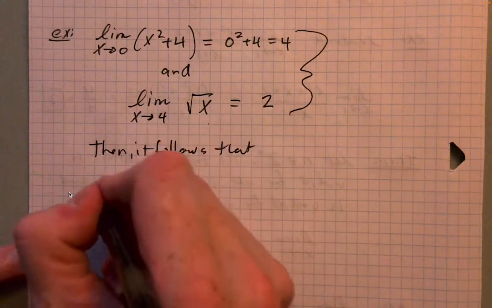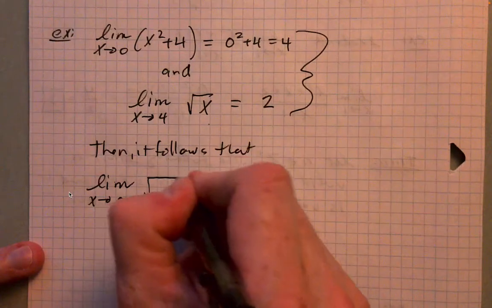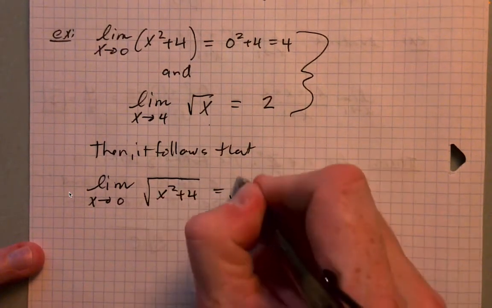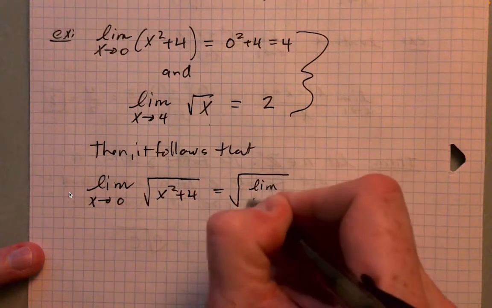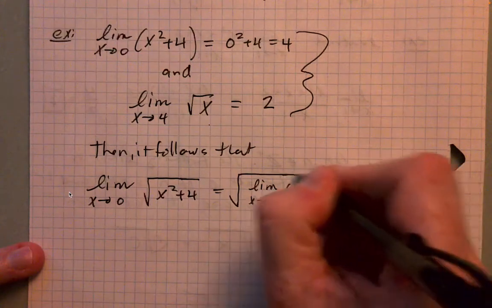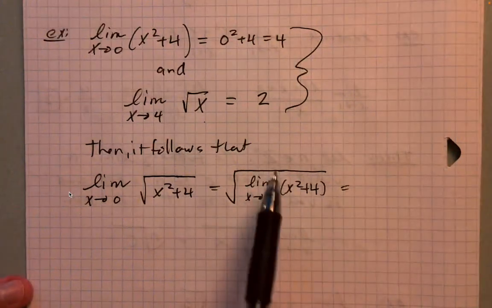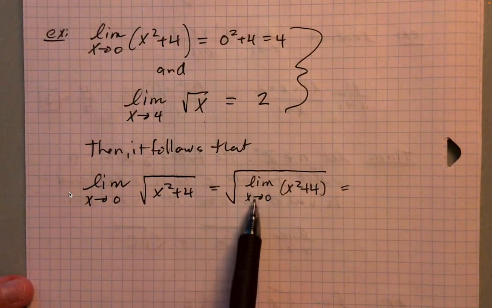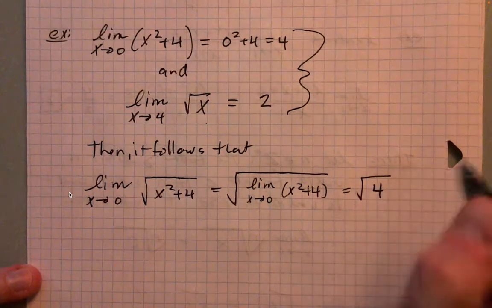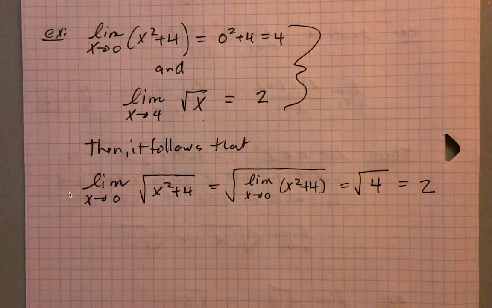that the limit as x approaches 0 of the square root of x squared plus 4 is equal to the square root of the limit as x approaches 0 of x squared plus 4. Okay, which is equal to what? Well, you can evaluate this. The limit as x approaches 0 of x squared plus 4 we know is 4. And then the square root of that is equal to 2.